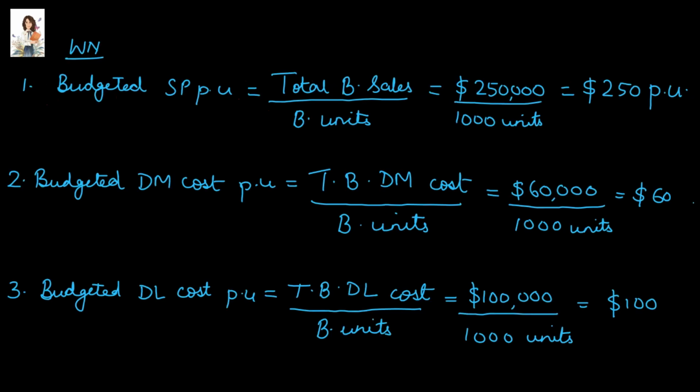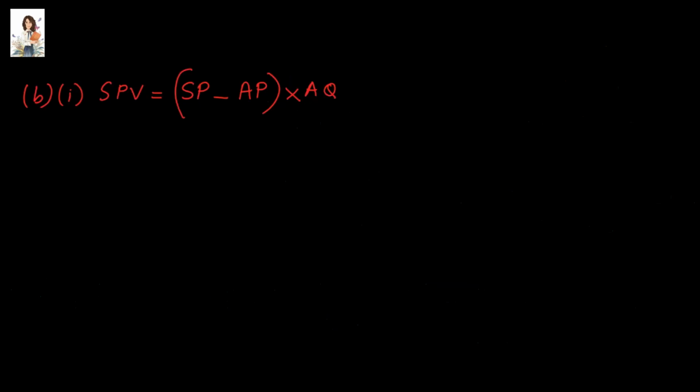Sales price variance is equal to standard selling price minus the actual selling price, the whole thing multiplied by the actual quantity sold. In working note 1, we have already calculated that the standard selling price is $250 per unit. Therefore, sales price variance is equal to 250 minus the actual selling price, which we don't know. So let's prepare a working note to calculate it. This is working note 5.